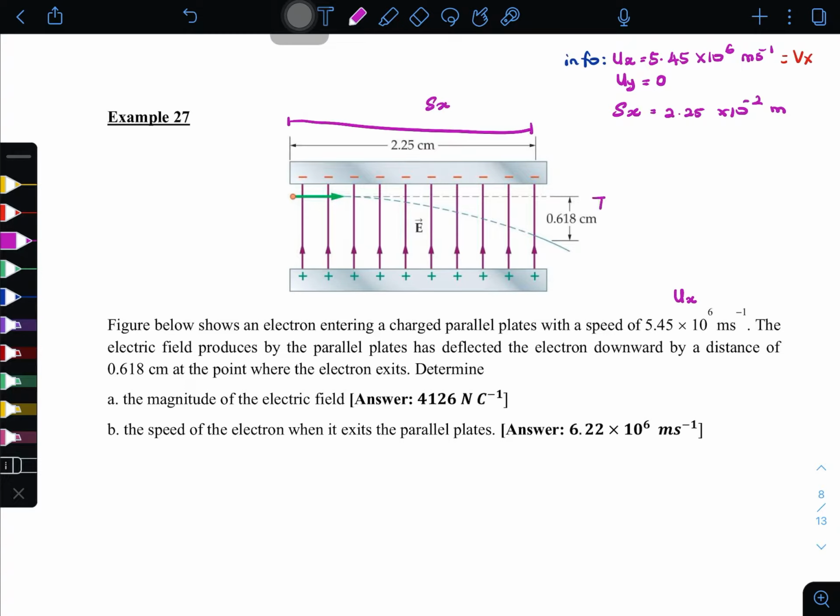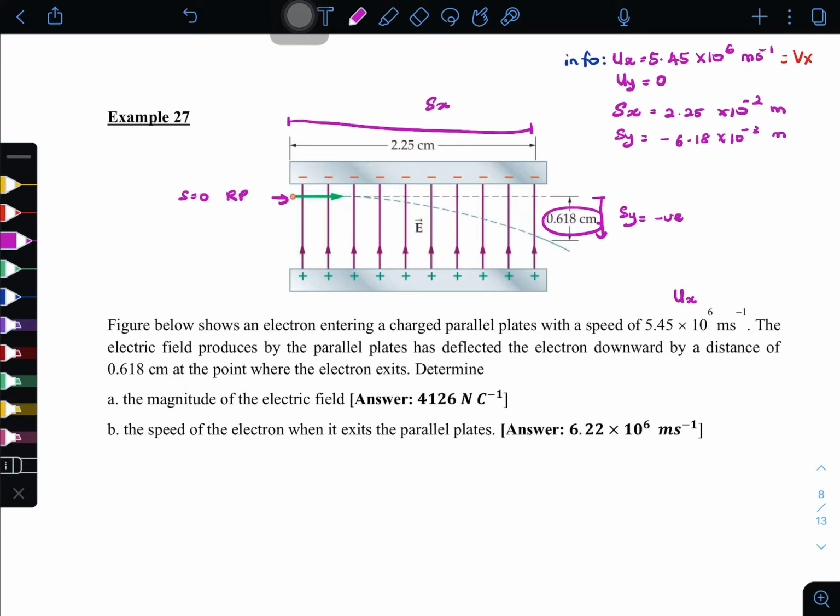And from here to here is given. So this is Sy. But here is our release point. If we learned in chapter 2 semester 2, at the release point, S is equal to zero. So below the release point it will be a negative value. So our Sy is equal to negative 6.18 × 10^-3 meter. So we just convert this value to meters. What else do we have?